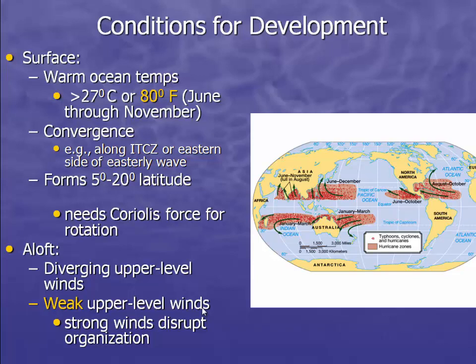In a hurricane, if we have strong upper level winds, it tears the hurricane apart. Hurricanes do not like vertical wind shear. Instead, they like very weak upper level winds because weak upper level winds will not disrupt the organization of the storm.